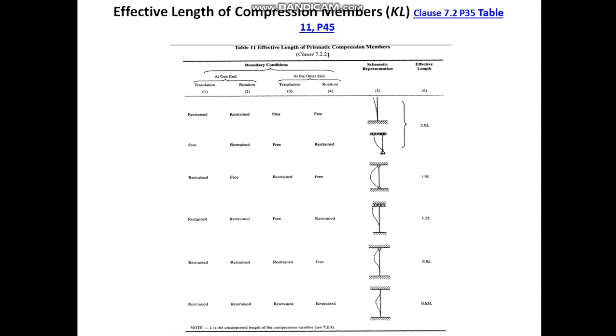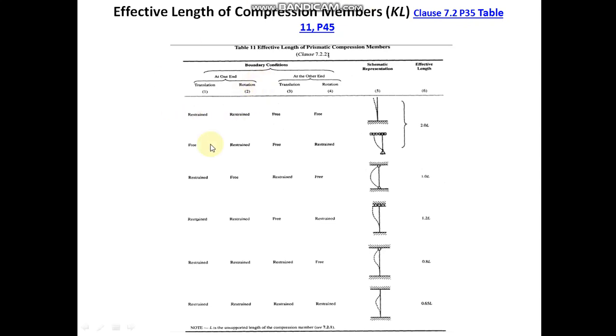Before looking into the effective length of the compression member, we should know what exactly the actual length of the compression member is. There is a relationship between actual length and effective length. The actual length of a compression member is nothing but the center to center distance of the compression member between the restrained ends. However, the effective length is arrived from the actual length. Usually the effective length is a length which is calculated from the actual length of the member considering the rotational and relative translational end conditions, which are given in table number 11 of page number 45.